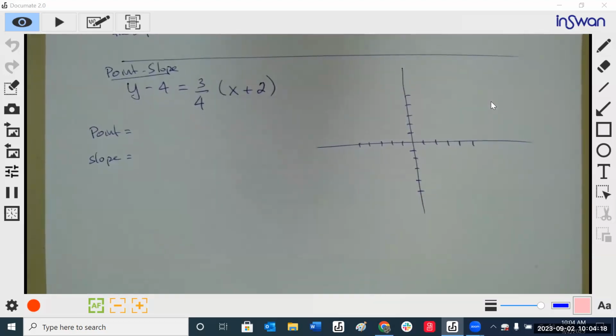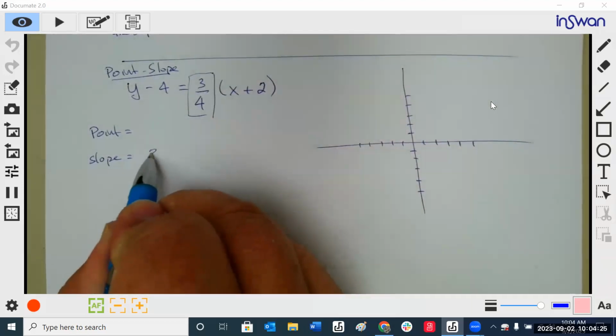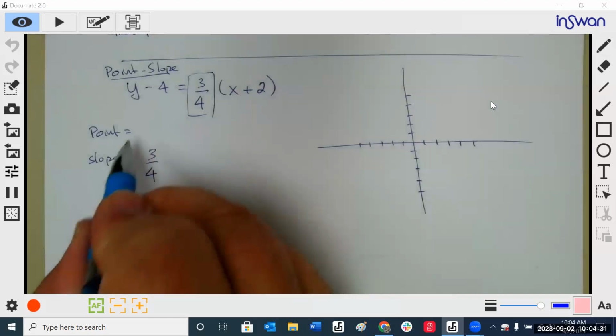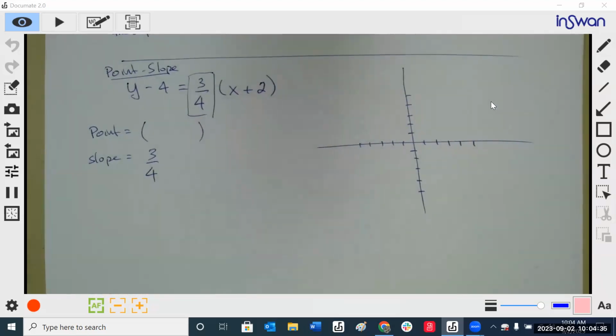Do we know the slope? Yeah, whatever is in front of that parenthesis, 3/4. Now we have to figure out what our point is. What is our point?